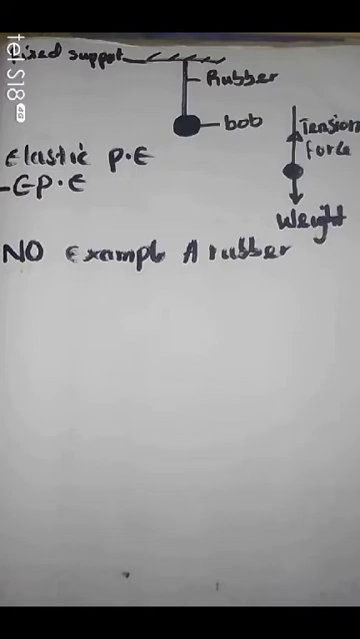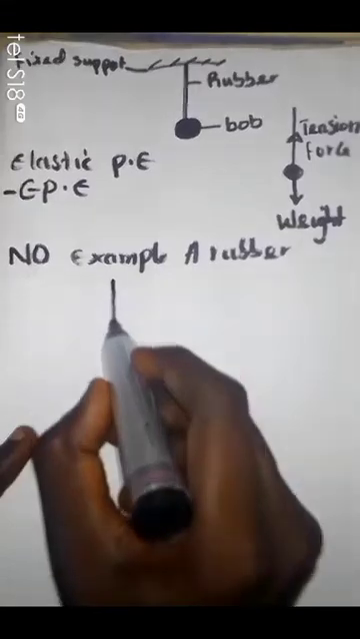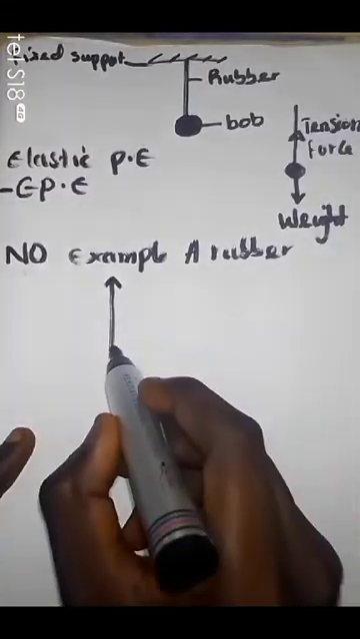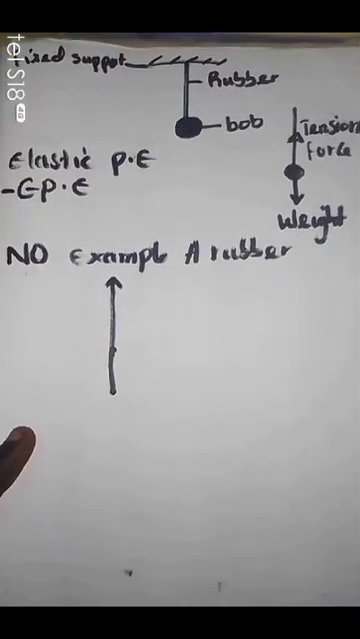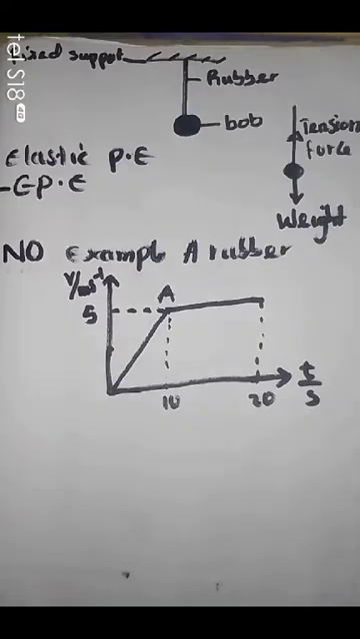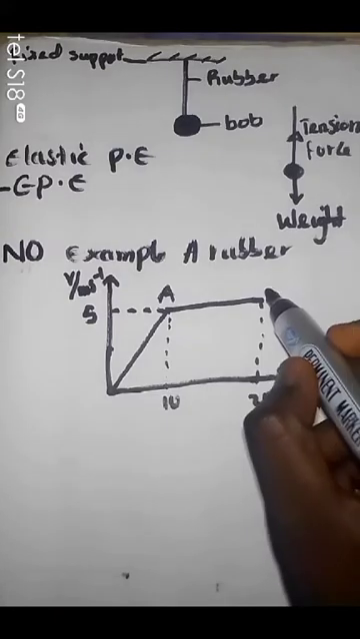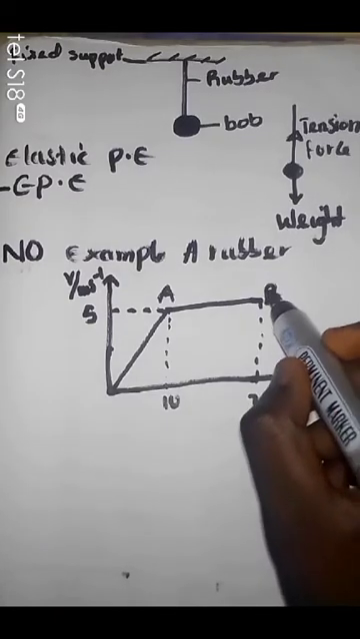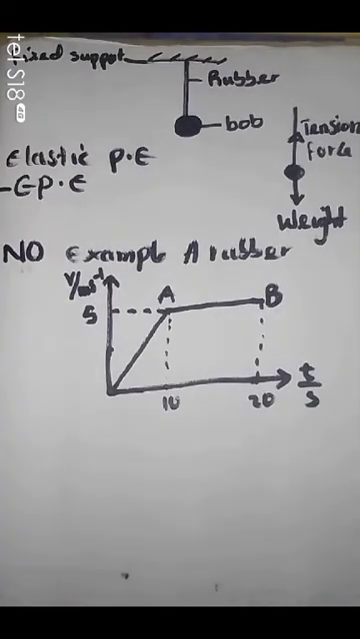Then the next one is saying that figure 5 shows a velocity-time graph. I'll just sketch it a bit. This is a velocity-time graph which you have been provided, and they want us to describe the motion in section OA and section AB.